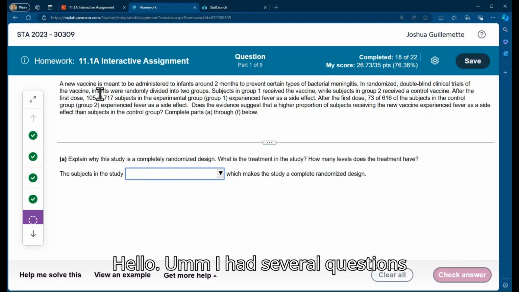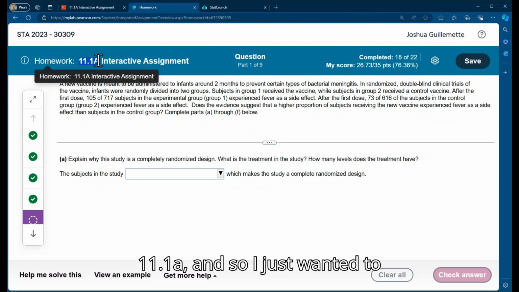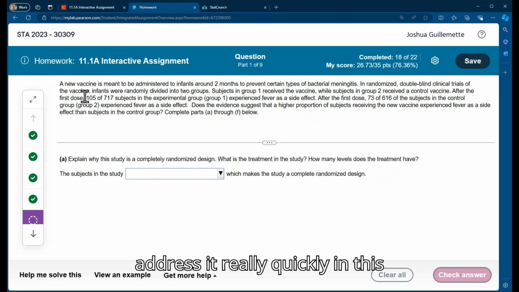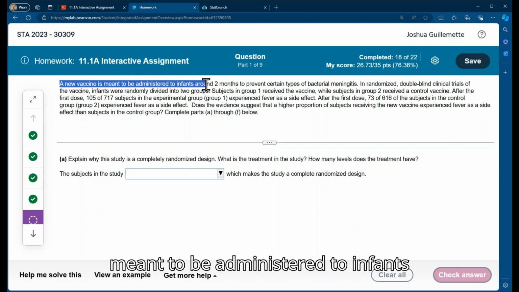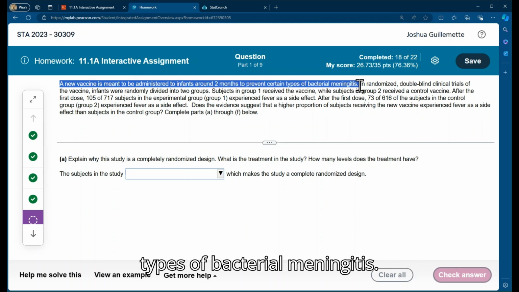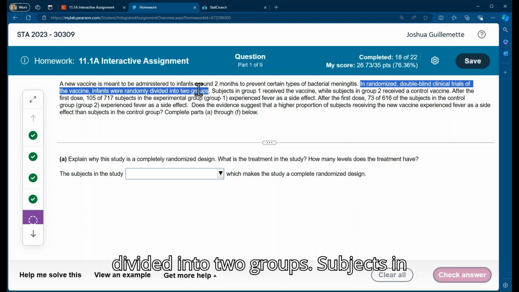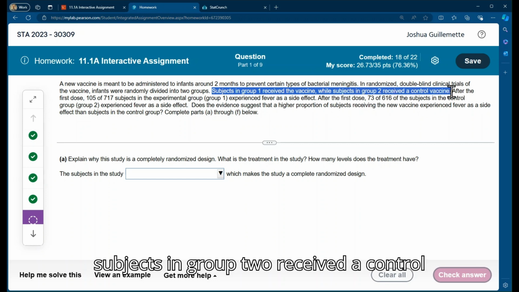Hello. I had several questions about this particular problem in 11.1a, so I just wanted to address it really quickly in this video. We have this vaccine. It's meant to be administered to infants around 2 months to prevent certain types of bacterial meningitis. In a randomized double-blind clinical trial of the vaccine, infants were randomly divided into two groups. Subjects in group 1 received the vaccine, while subjects in group 2 received a control vaccine.